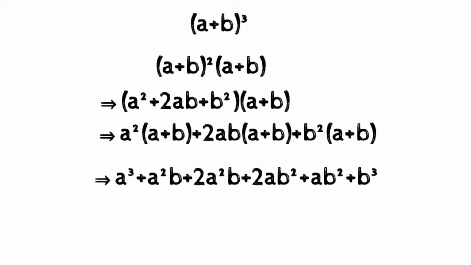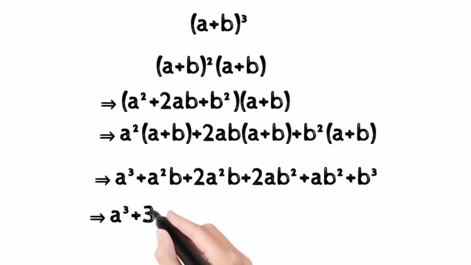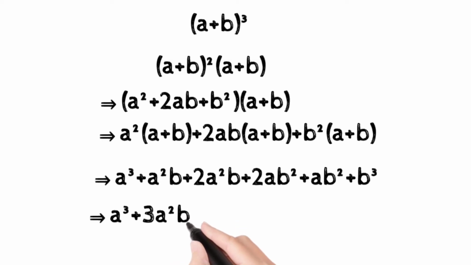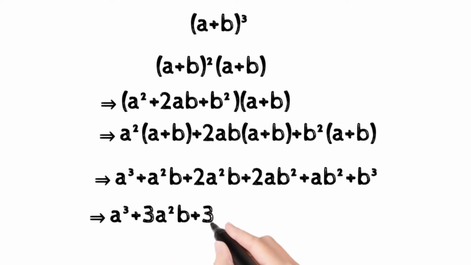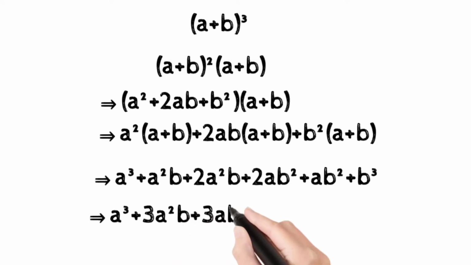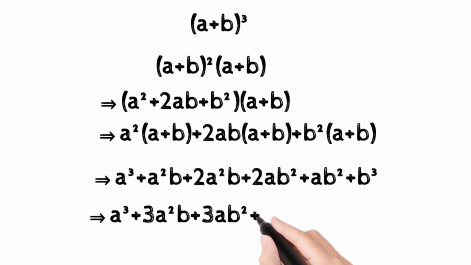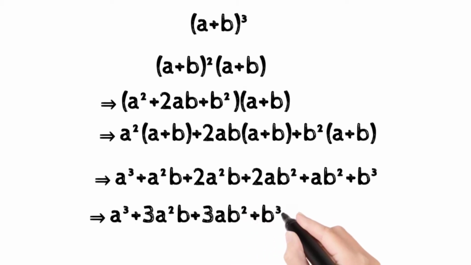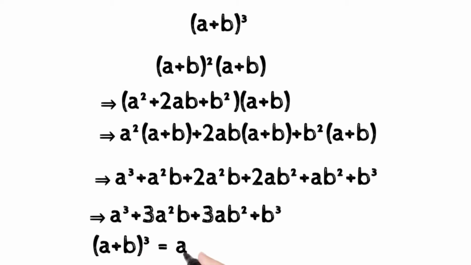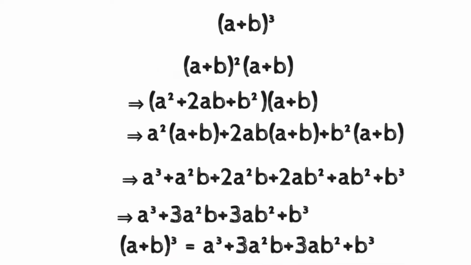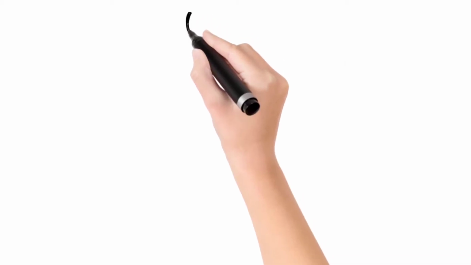Now we will add all the like terms together. So this expression will be equal to a cube plus 3a square b plus 3ab square plus b cube. So hence we can say (a plus b) whole cube is equal to a cube plus 3a square b plus 3ab square plus b cube.